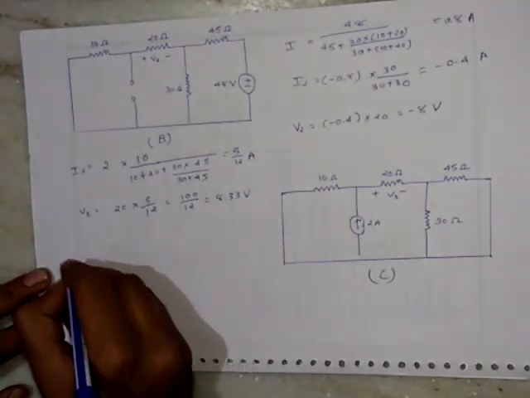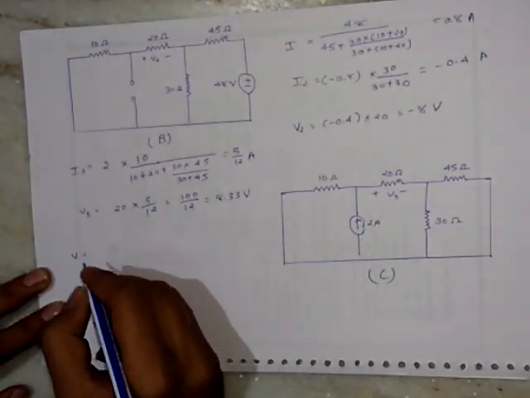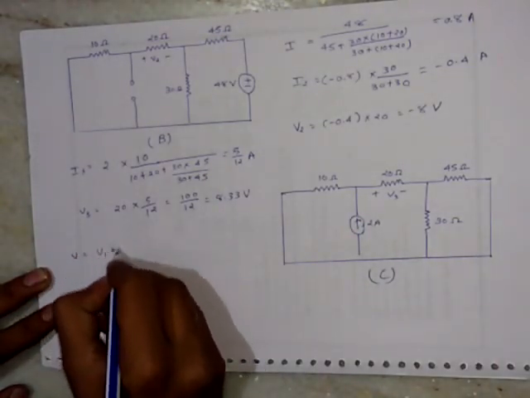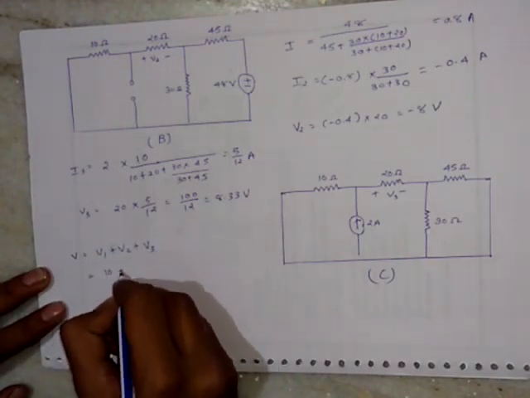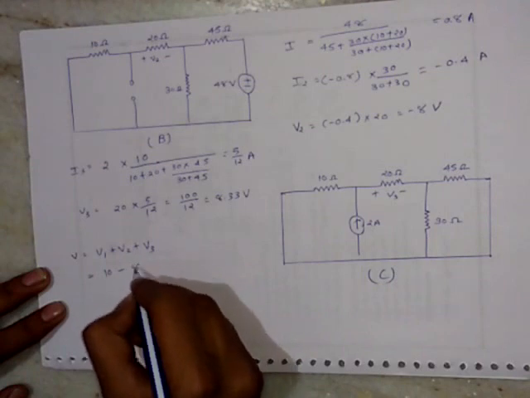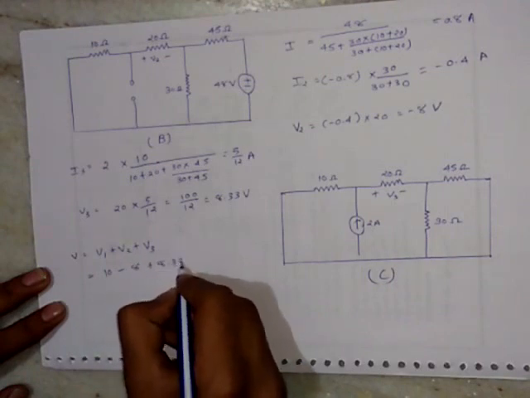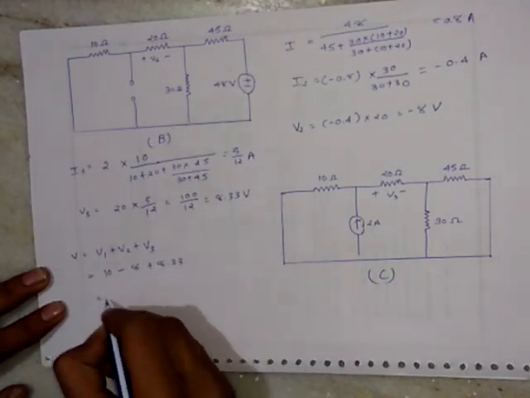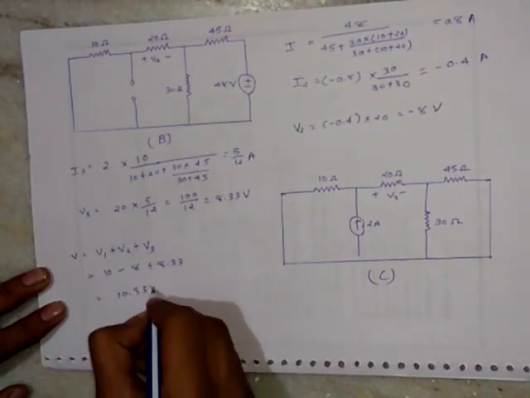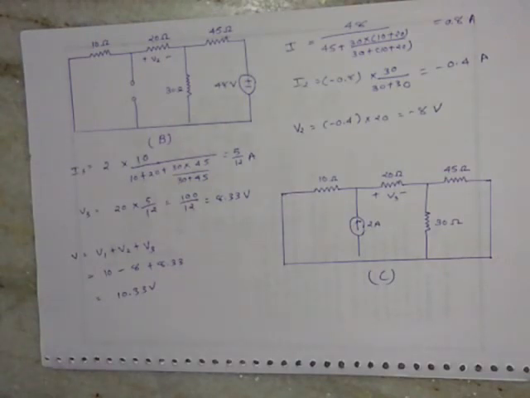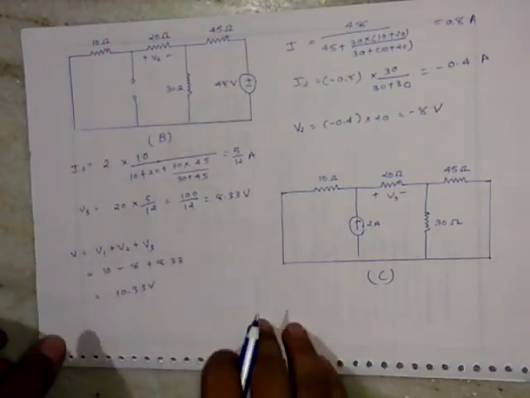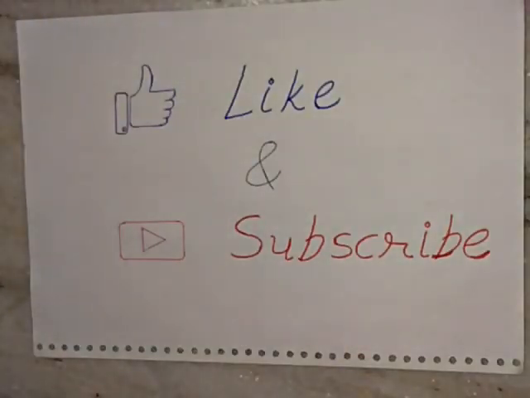Hence the total voltage across the 20 ohm resistance will be given by the superposition theorem, that will be equal to V1 plus V2 plus V3. What is V1? V1 is 10. What is V2? V2 is minus 8. And what is V3? V3 is 8.33. So the total voltage will be 10.33 volt. Hence the superposition theorem is used to solve such a network.